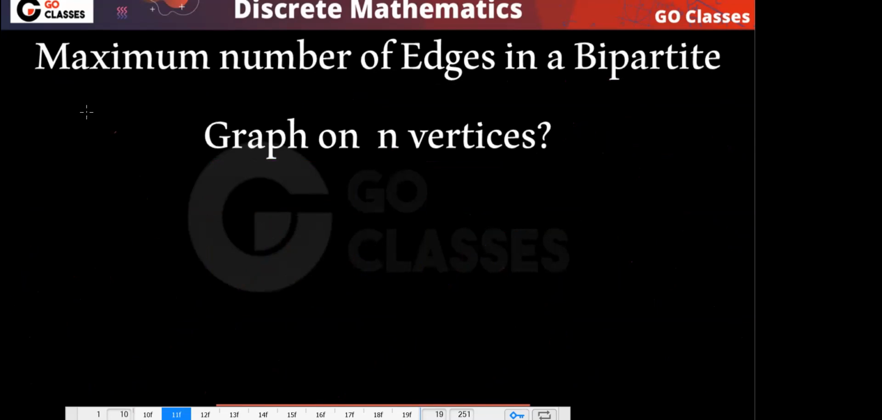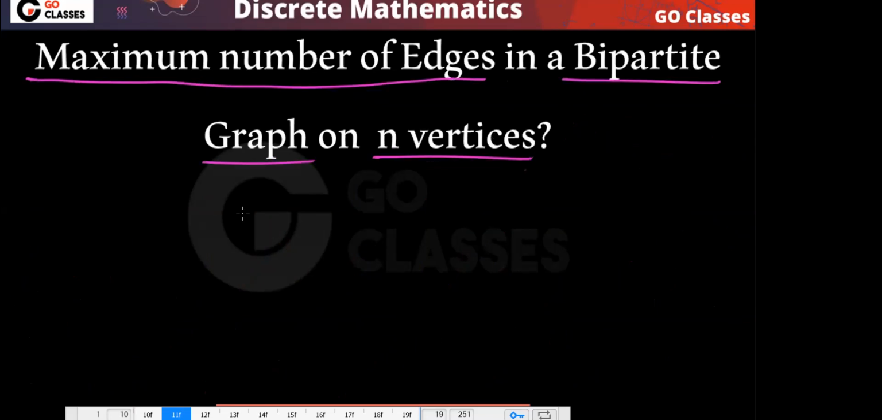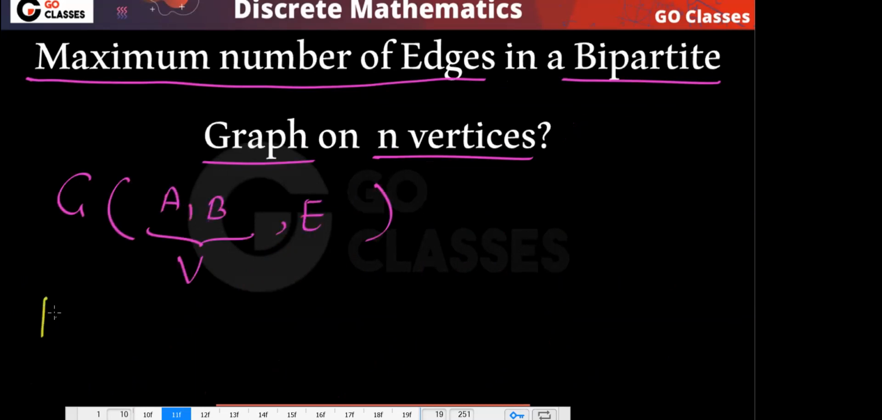Now let's solve this question. We want the maximum number of edges in a bipartite graph on n vertices. So your graph is bipartite. In your graph, this is your vertex set, and these are the two parts A, B, and you have edges, and the cardinality of the vertex set is given to you as n. Then what is the maximum number of edges we can get?